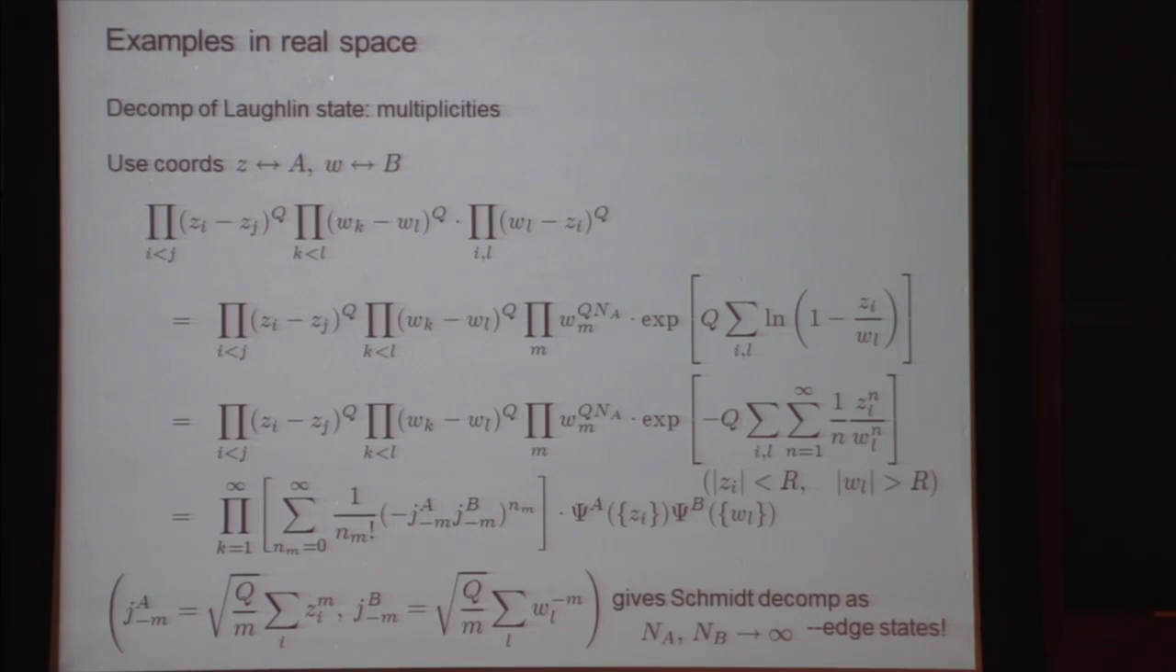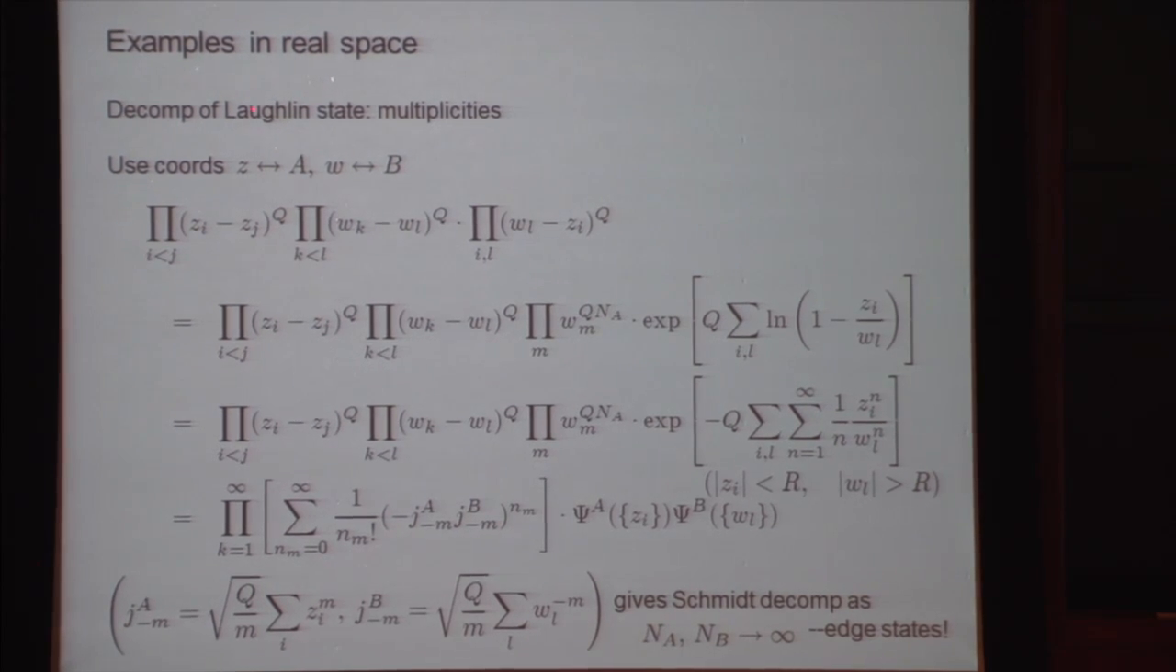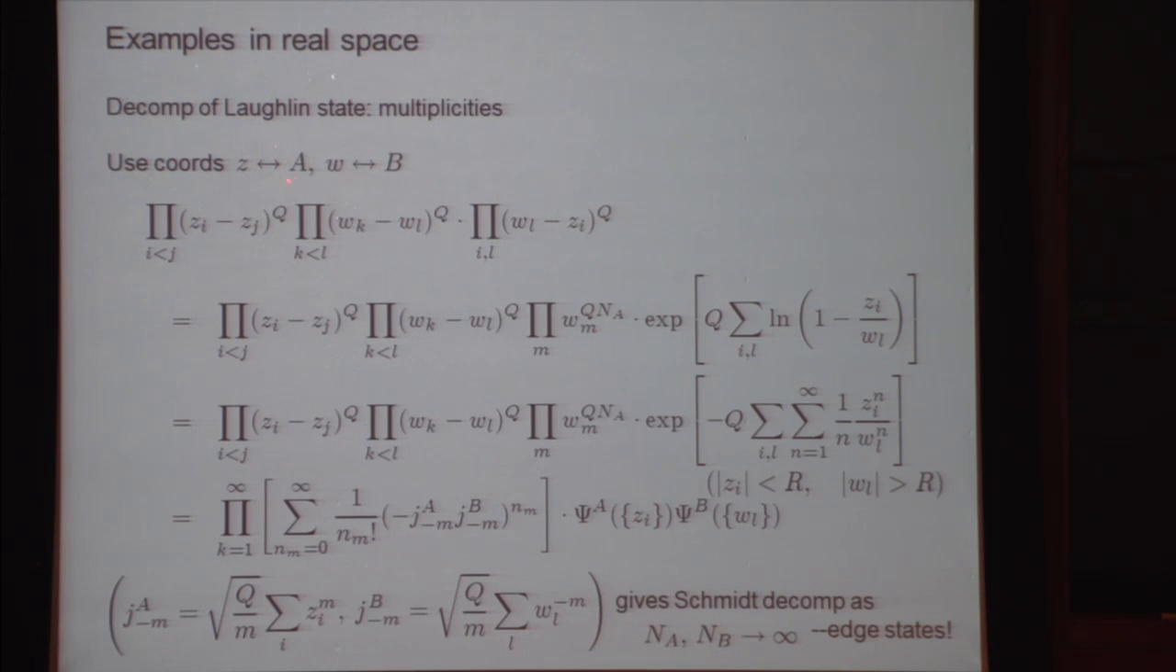Okay. First, though, I have an example in real space where I can do this decomposition without even using conformal field theory. So here I take the Laughlin state, and let me use the symbol Z for particles that are inside radius r, and W for the particles outside radius r. Not quasi-holes, these are particles, but just to distinguish which is which, I'll call them Z and W. So then the Laughlin state, the product, turns into three parts, ZZ, WW, WZ. And now I'm going to look at this WZ part that connects the two. This is where the entanglement comes from.